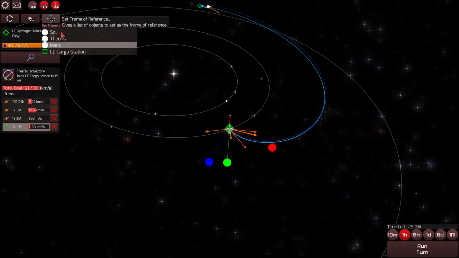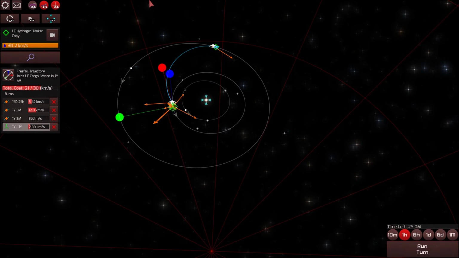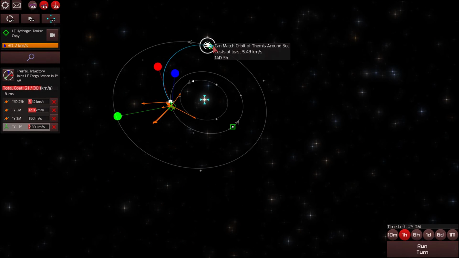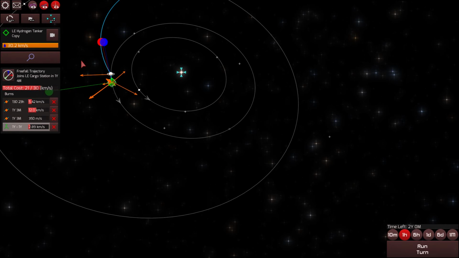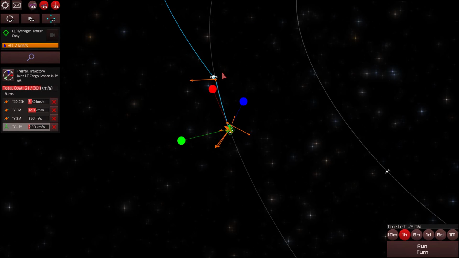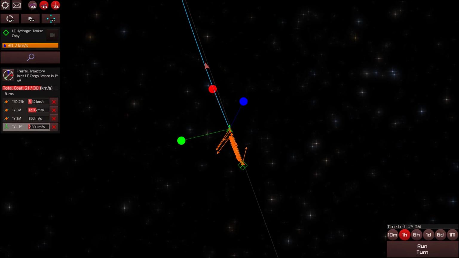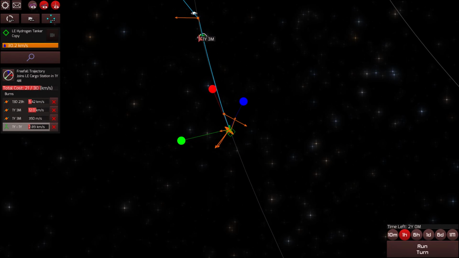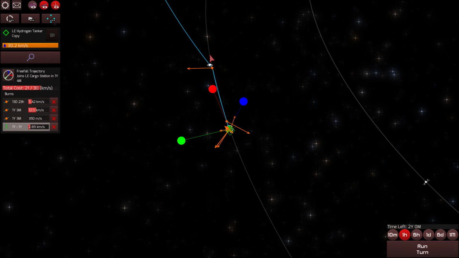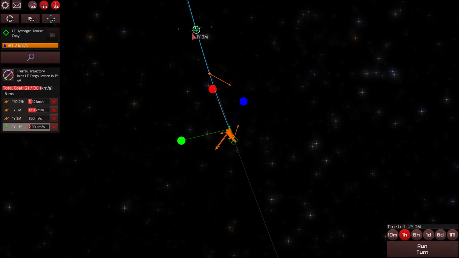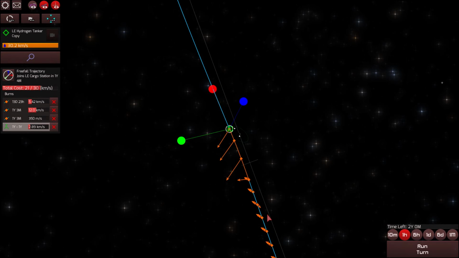Let's take a look at the Sol reference frame to see what's actually happening. We're just burning from Themis, going in a nice gentle arc, and then arriving at Mars. Here we burn and sort of match the orbit of Mars, but we're slightly slower than them, and then we burn here and match Mars.